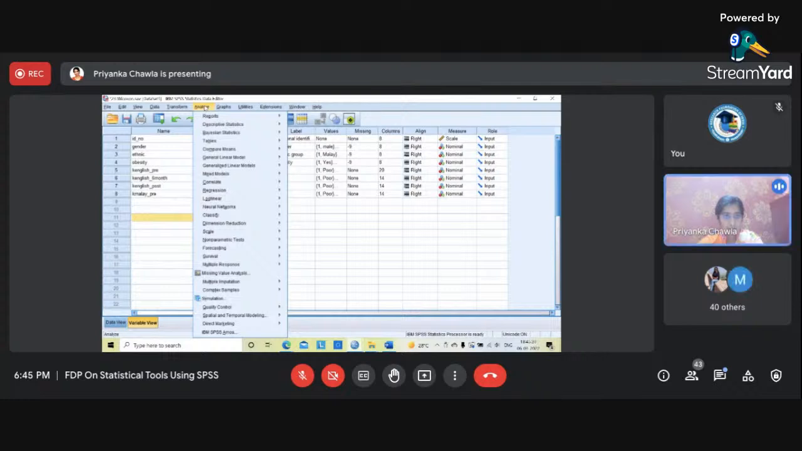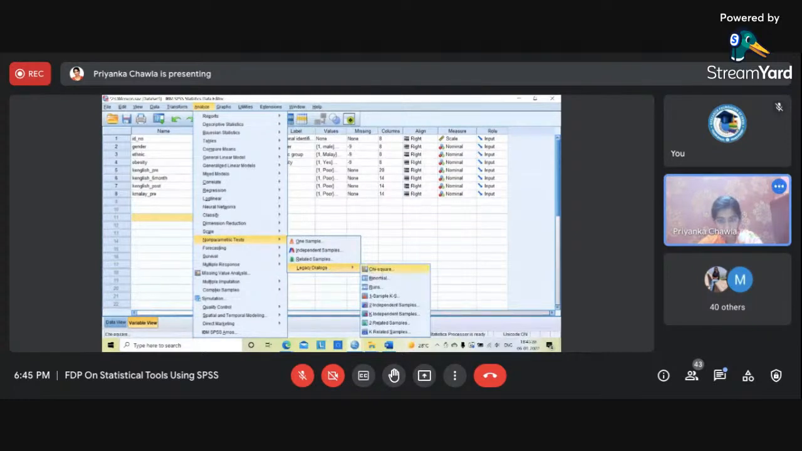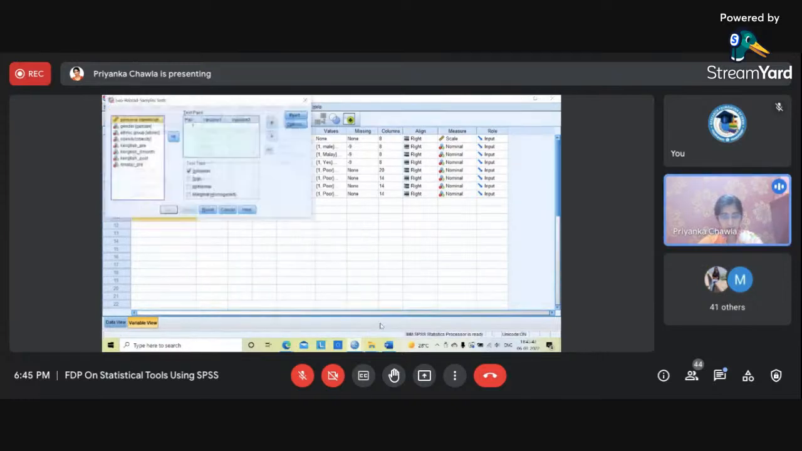Just go to analyze. Go to non-parametric test. Can you see this, two related samples? This one. Just click on this. Transfer the pre-English marks over here and then the post-English marks over here. By default, it is marked on Wilcoxon. Just click on OK.